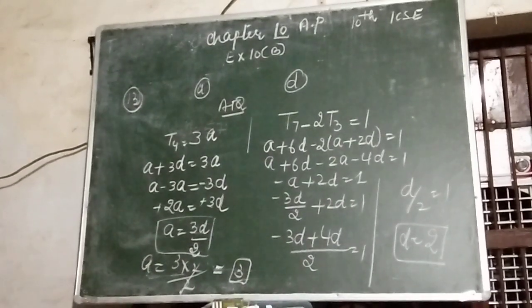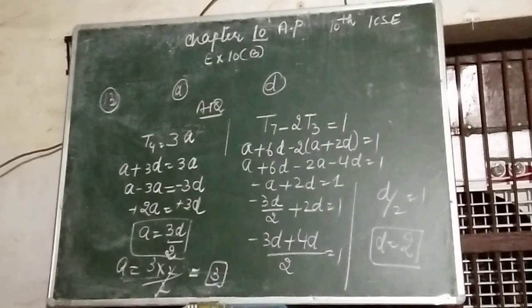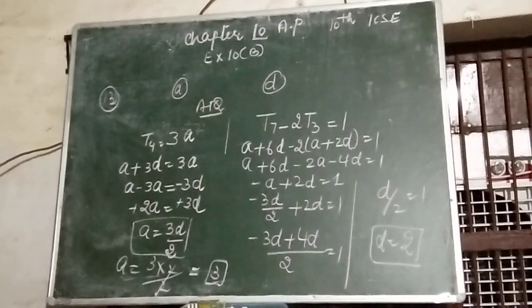The question asked exactly this. Under these two given conditions, find the values of A and D. It means find the first term and common difference. Students, please note down this.